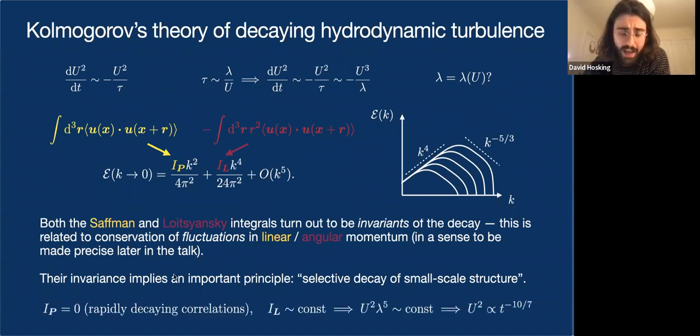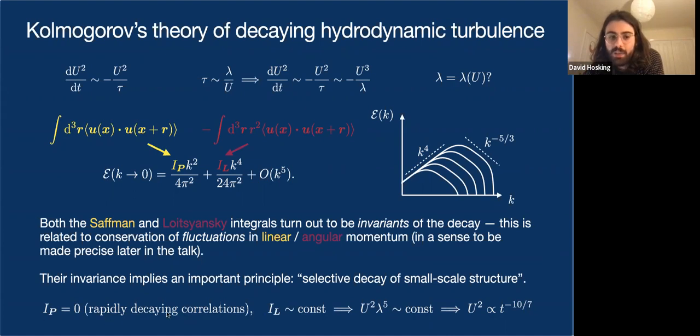And the reason that I have is because it can be shown that provided correlations in the velocity field go to 0 fast enough in incompressible hydroturbulence, this Saffman integral must be 0. And so setting that to 0, you have a k to the 4 spectrum, and that's what I'm going to assume throughout this talk, actually, that correlations do go to 0 fast enough.